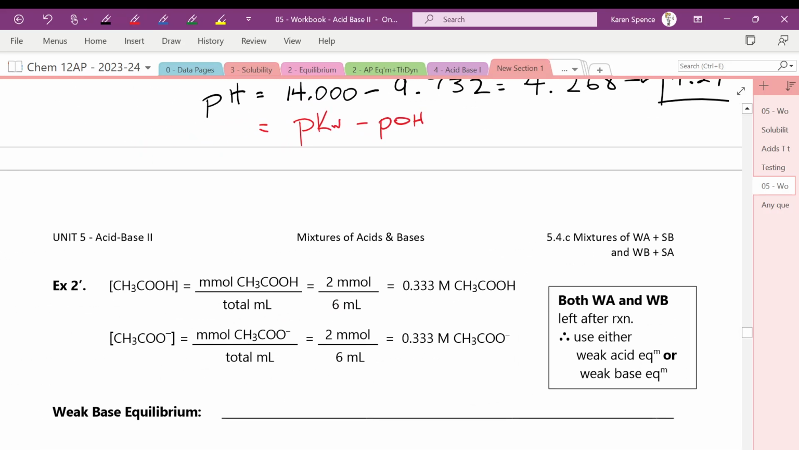Did you feel like you wanted to do the same exercise on the equimolar one, or are we good? Do you know what I mean by equimolar? Equimolar is equal amounts of moles.